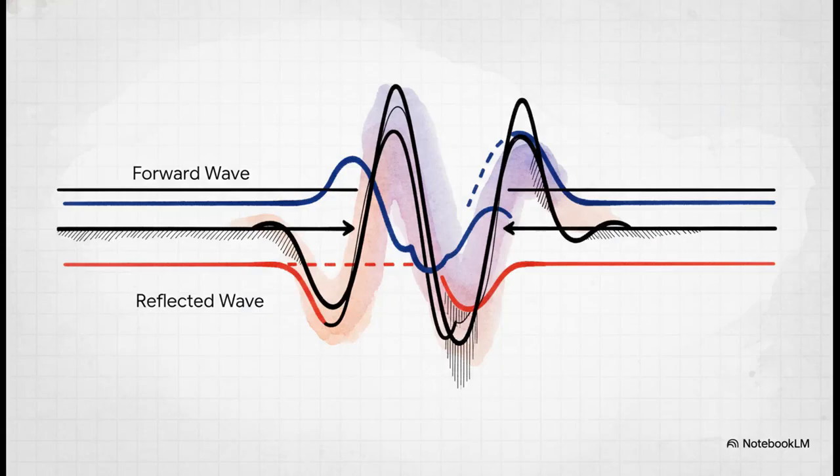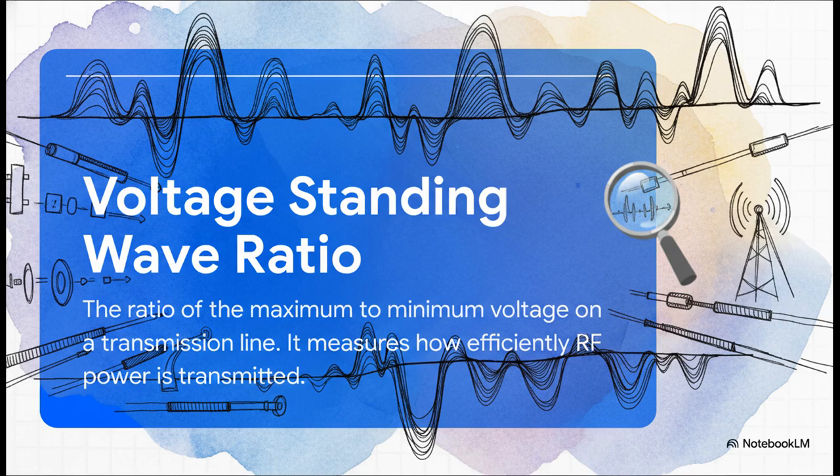Now, these echoes, these reflected waves, they travel back down the line and start crashing into the original signal that's still trying to move forward. And this interference creates this weird pattern of high and low voltage spots along the cable. We call these standing waves. And that pattern of standing waves brings us directly to our next huge metric, VSWR, or voltage standing wave ratio.